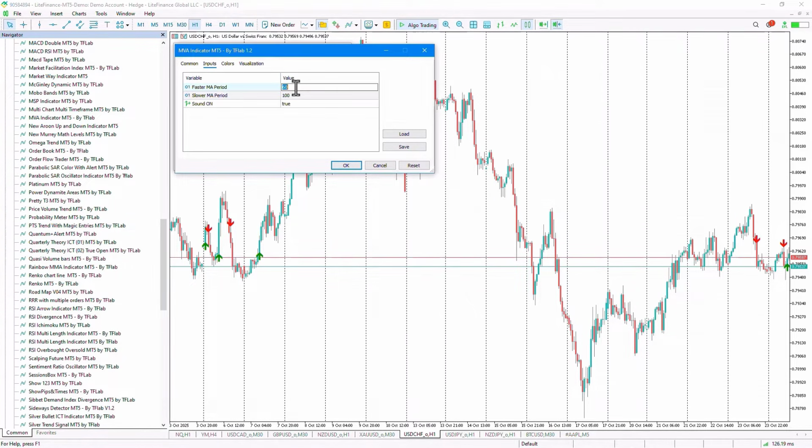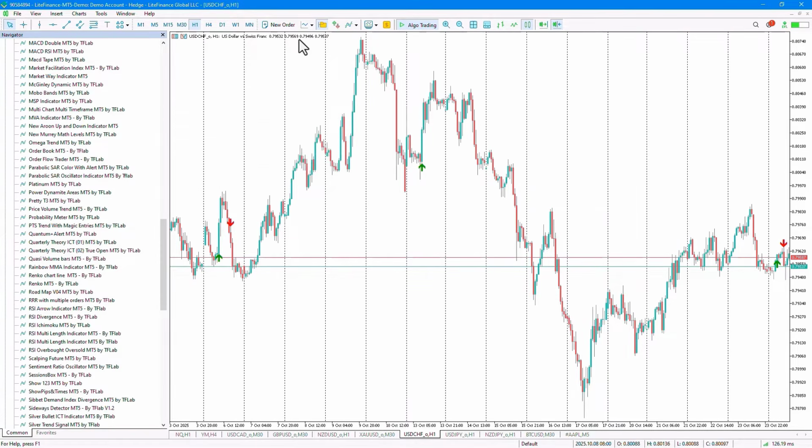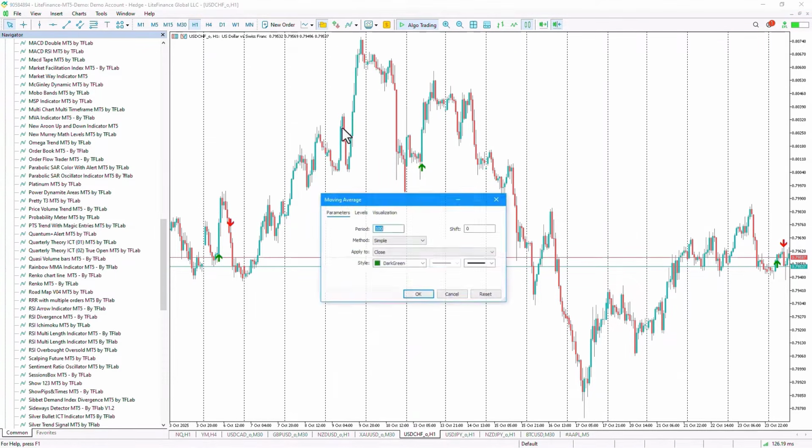For example, here I'll set the fast-moving average period to 20 and the slow-moving average period to 120. I'll add two moving averages to this chart right now.